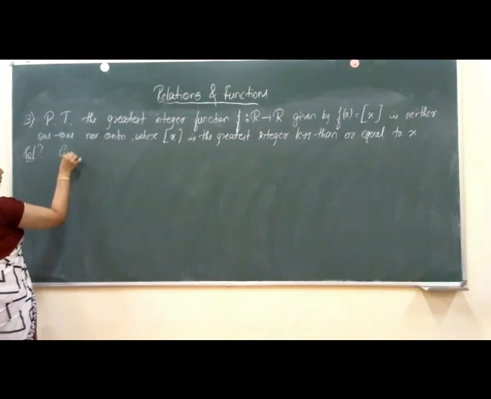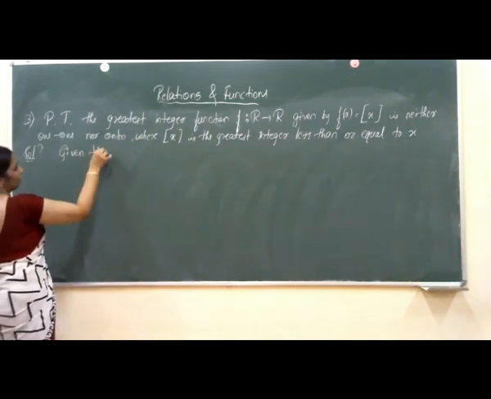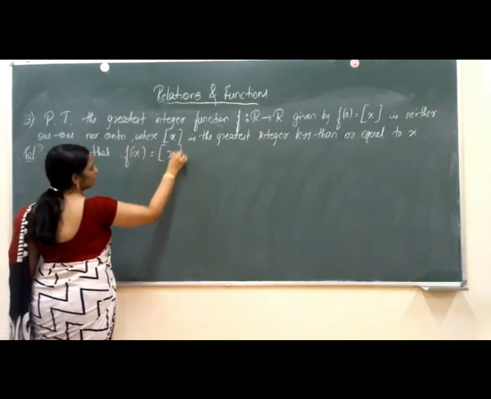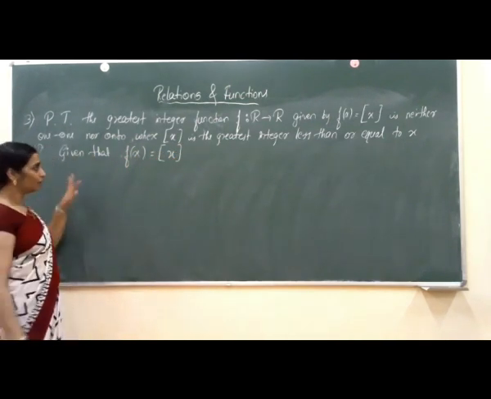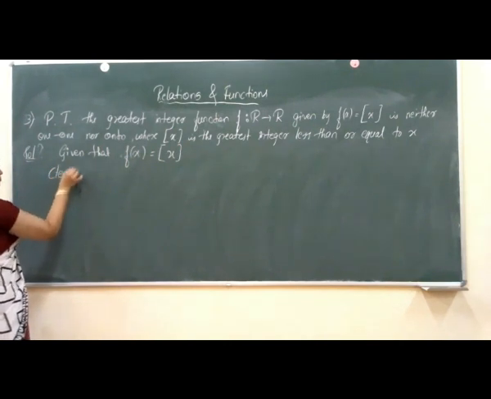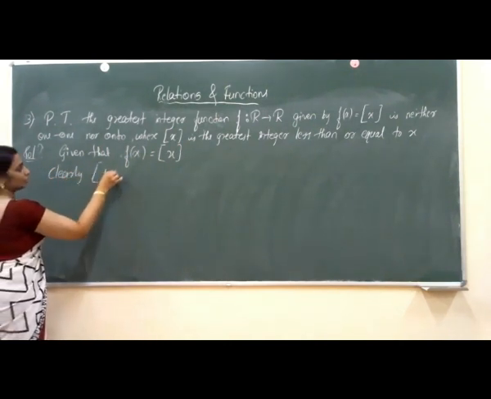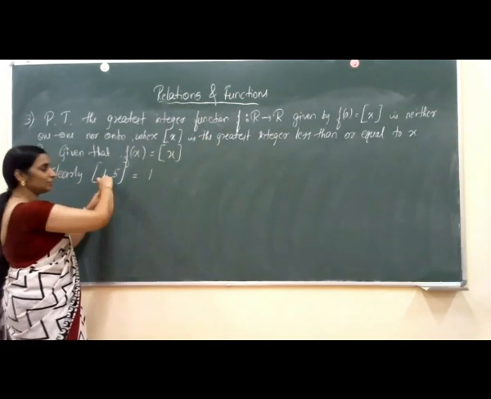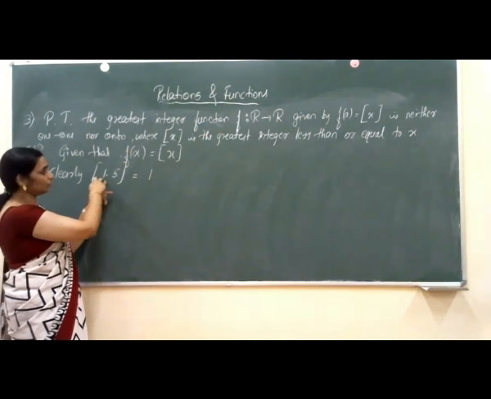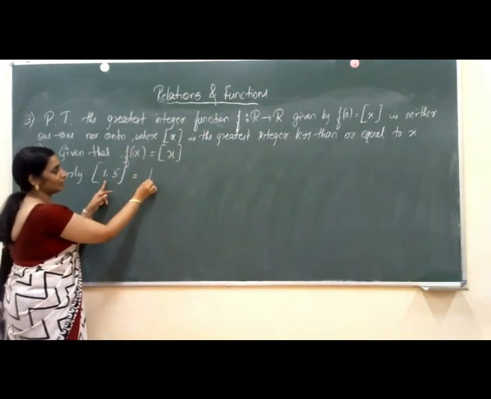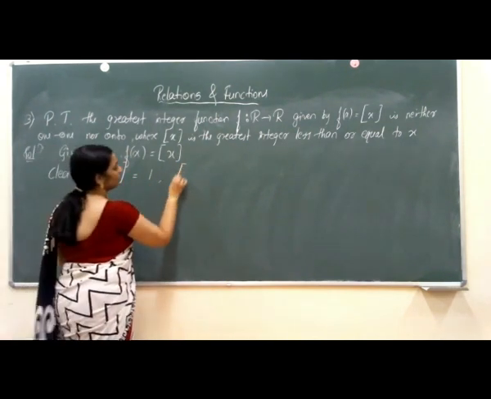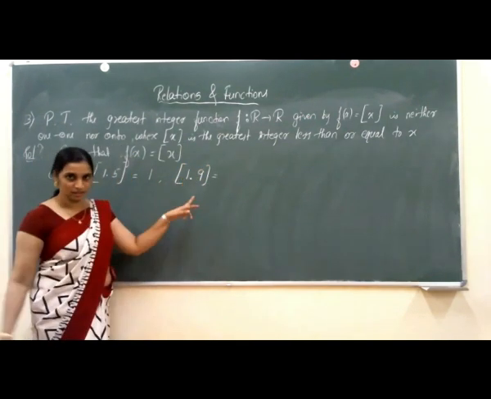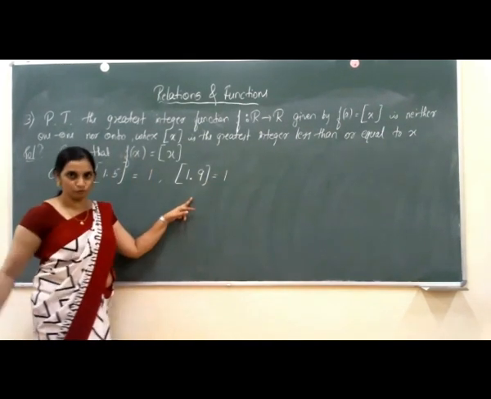So let us write down the definition of the function. Given that f of x is equal to the greatest integer of x. Clearly, the greatest integer of 1.5, what is it? The integer plus proper fraction. So 1 plus 0.5 we will be writing, and the integer is nothing but 1. And the greatest integer of 1.9, if you consider, this is also equal to 1.